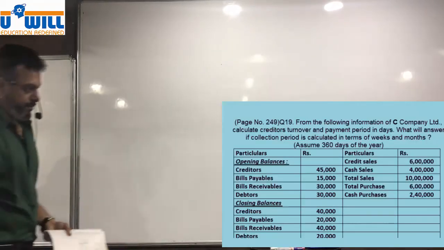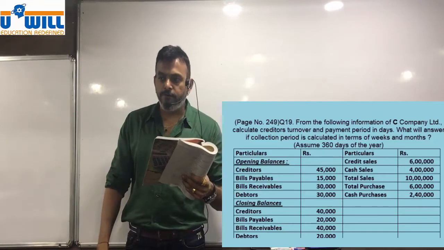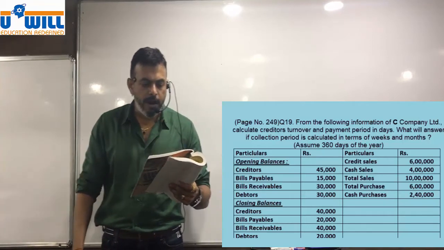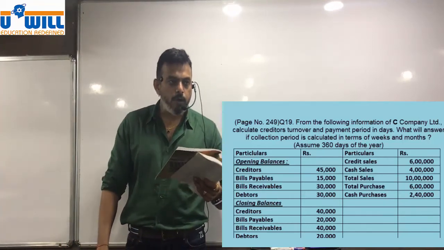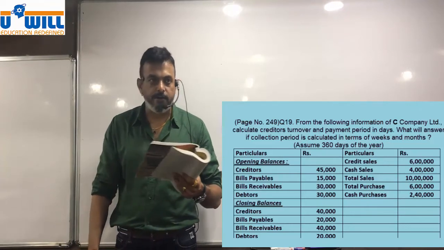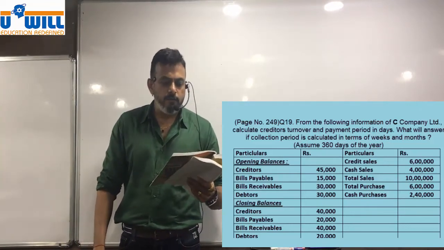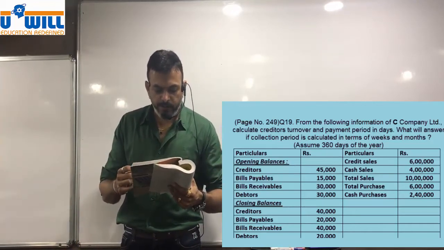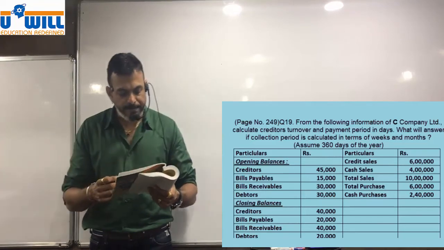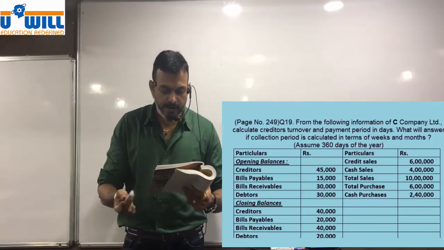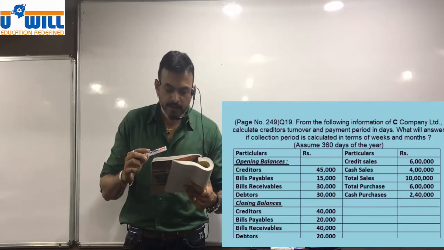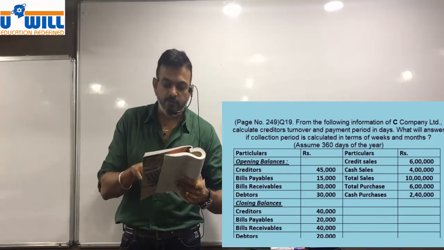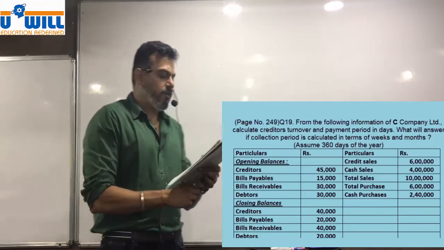Question number 19. From the following information of C Company Limited, calculate creditor turnover and payment period in days. What will be the answer if payment period is calculated in terms of weeks and months? Assume 360 days of the year. Now, particulars: creditors, bills payable, bill receivable, debtors, closing balances are given. Credit sale, cash sales, total sale, total purchase, and cash purchase. So we'll have to find out credit purchase.